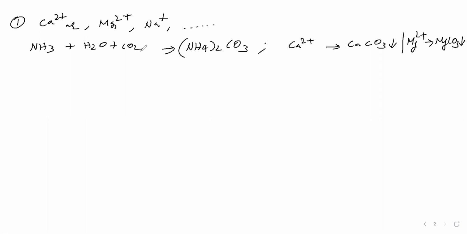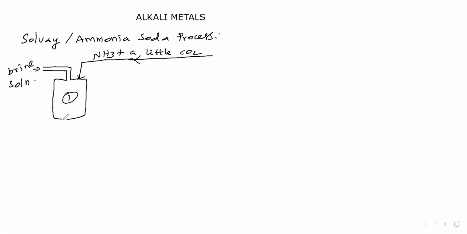To the brine solution in this tower, we are passing ammonia gas, and we are saturating the brine solution with ammonia. Therefore, this first tower is called the ammonia saturation tower. After the chemical process, the solution is filtered.